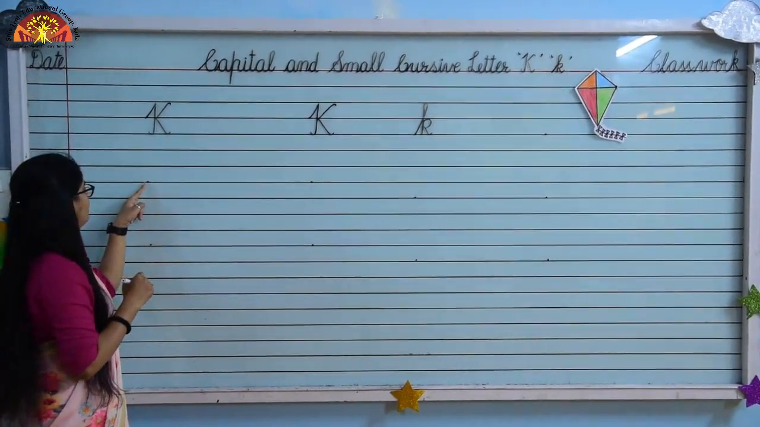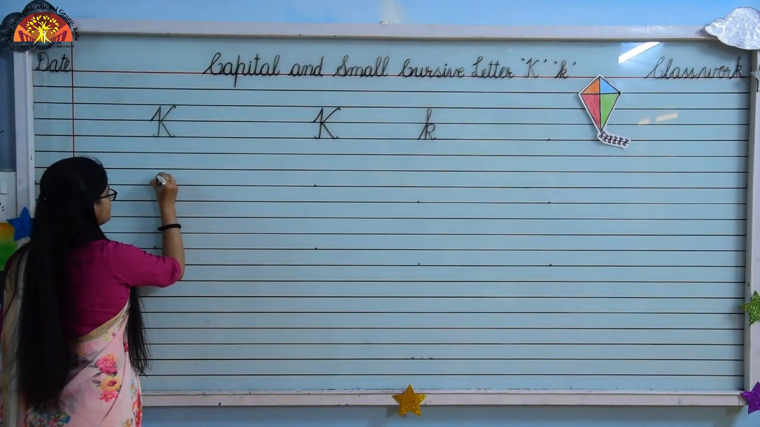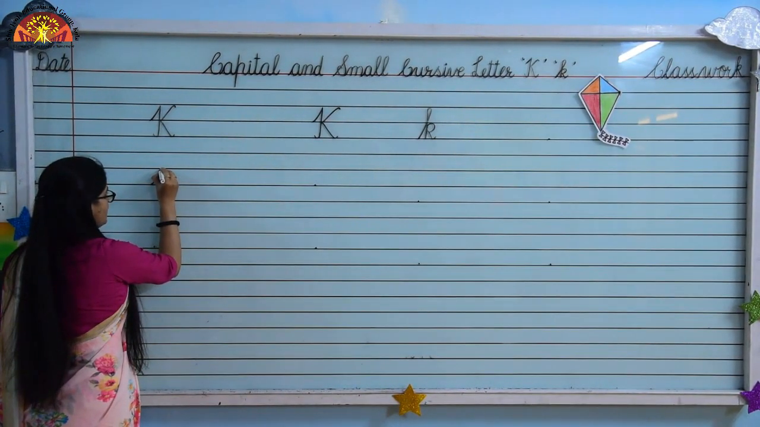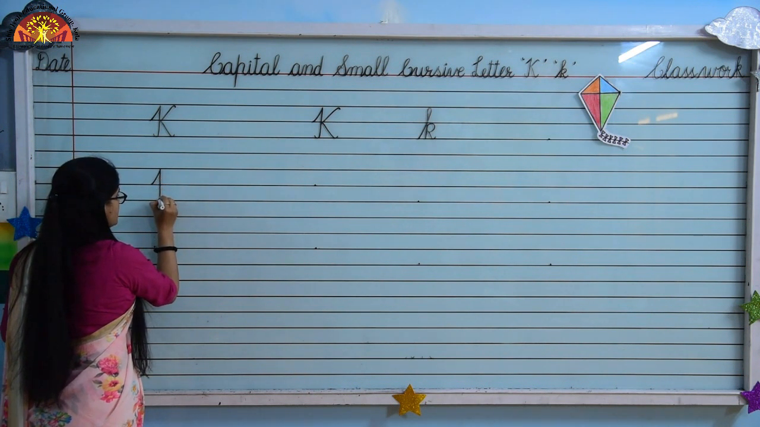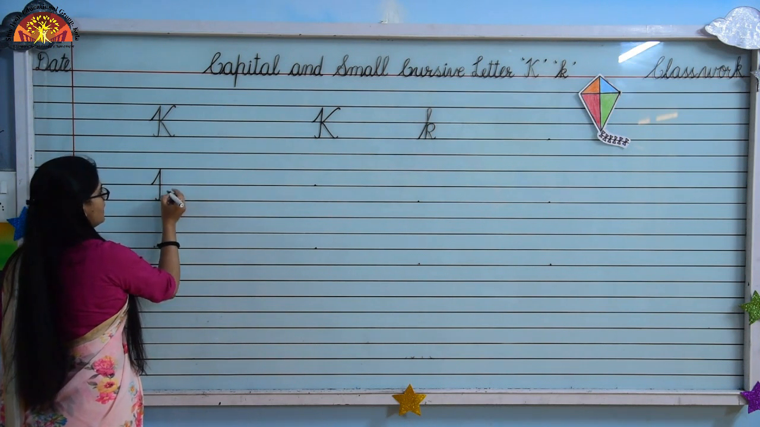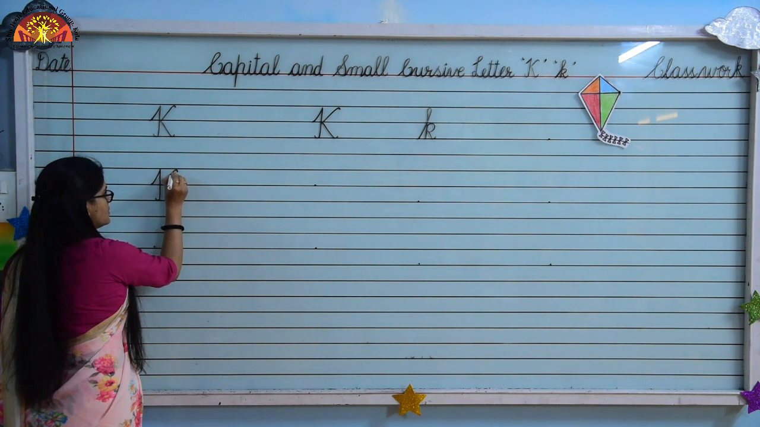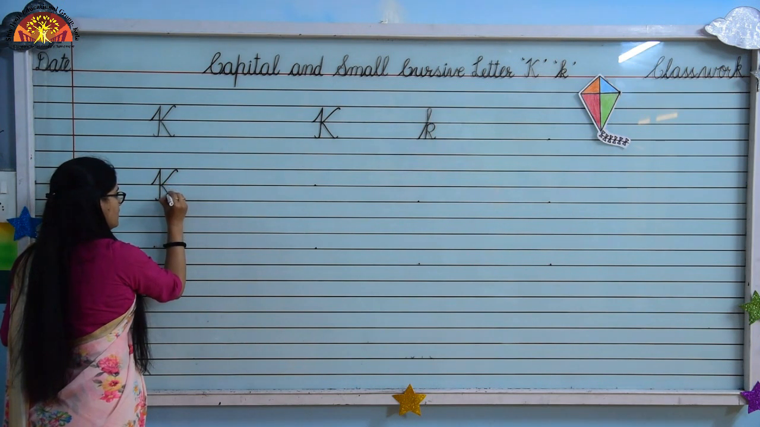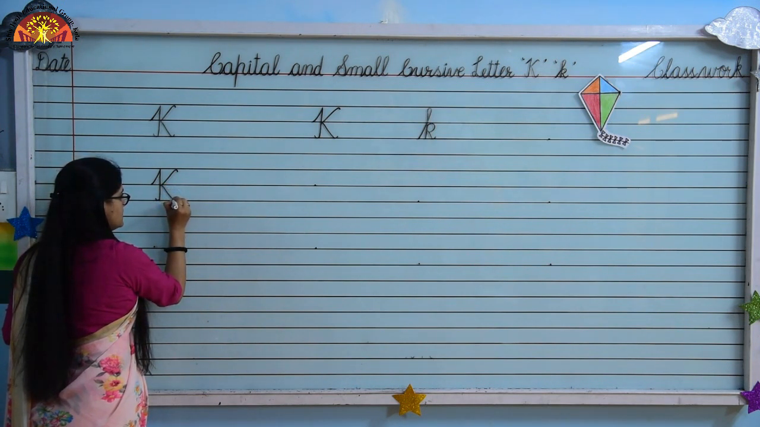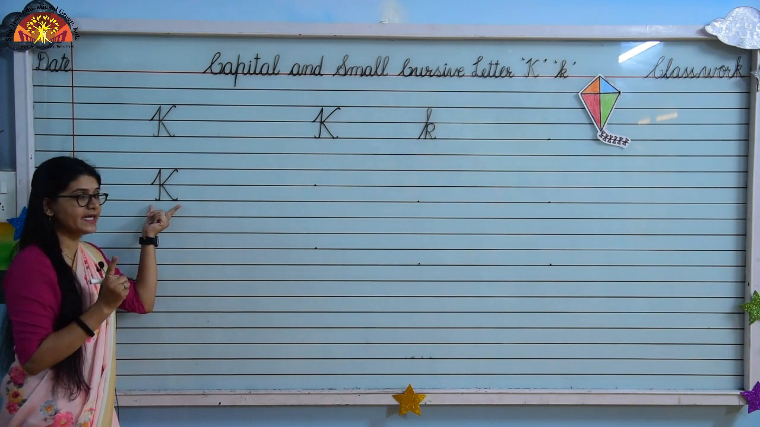Put your pencil here and draw slanting line, touch the first line, standing line, touch the third line and turn. And now put the pencil near the first line, turn and draw slanting line, touch the center of the standing line. Again we will draw one slanting line towards the third line, touch and turn. This is capital cursive K.